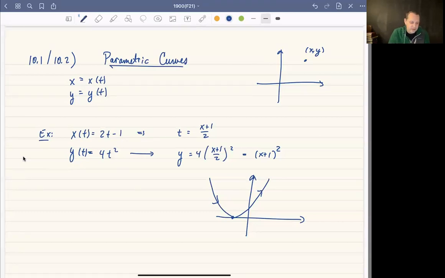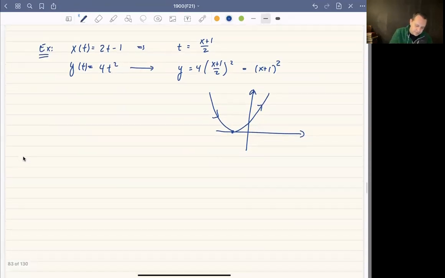Okay, so that's the kind of brief overview here. Most of the time you can just do the substitution method. So here we just solved for t in one equation and plugged it into the other. The only other real trick that I can think of is where you have something like, just say, x equals 4 cosine of t and y is 3 sine of t.